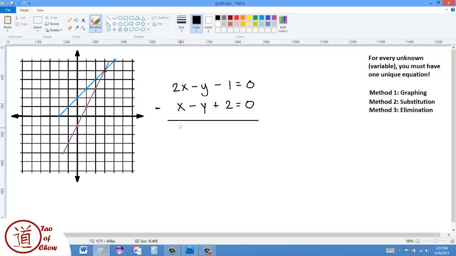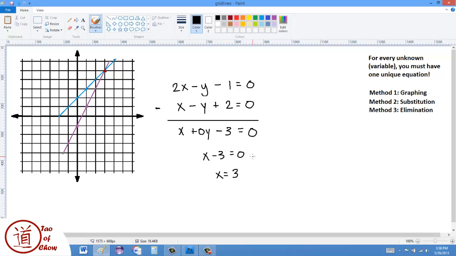So 2x minus x is just x. Now negative y minus negative y, so that's negative y plus y, is 0y. So plus 0y, you can see the y has gone away. And then negative 1 minus 2 is equal to negative 3. And then 0 minus 0 is just 0. So then I end up with x minus 3 is equal to 0, and x is equal to 3.